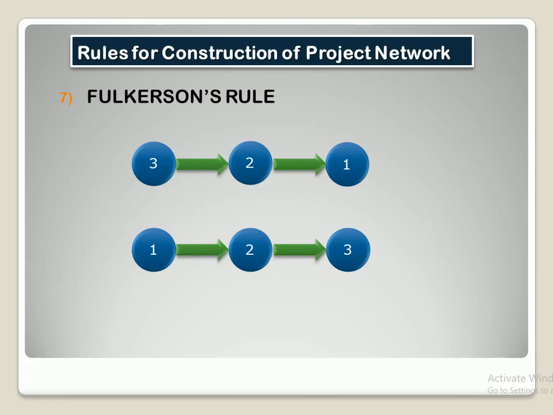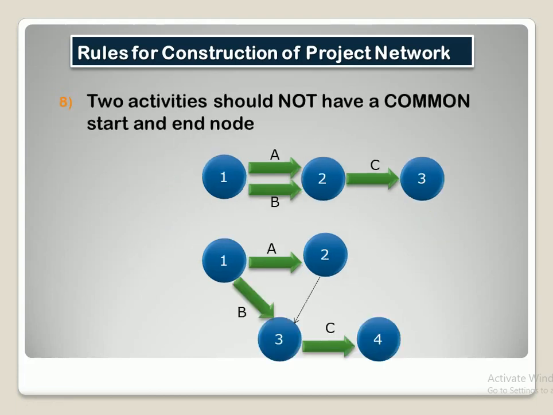Now our next rule is that two activities should not have a common start and end node. So here I also have given two examples. You can see that here activity A and activity B start at node 1 and both activities end at node 2. And then activity C is starting at 2 and ending at 3, right? As per the rule, two activities should not have a common start, and here two activities do have a common start and do have a common end, right? So this is incorrect.